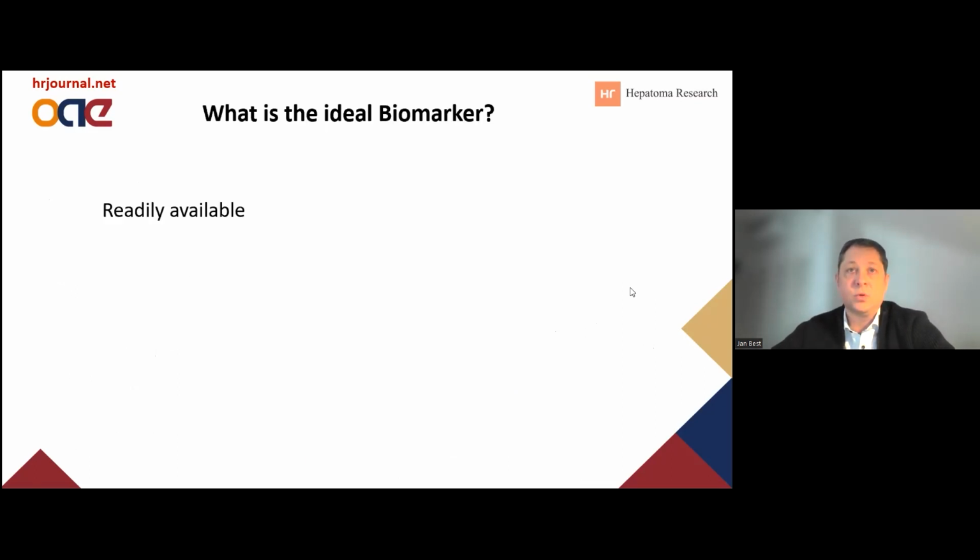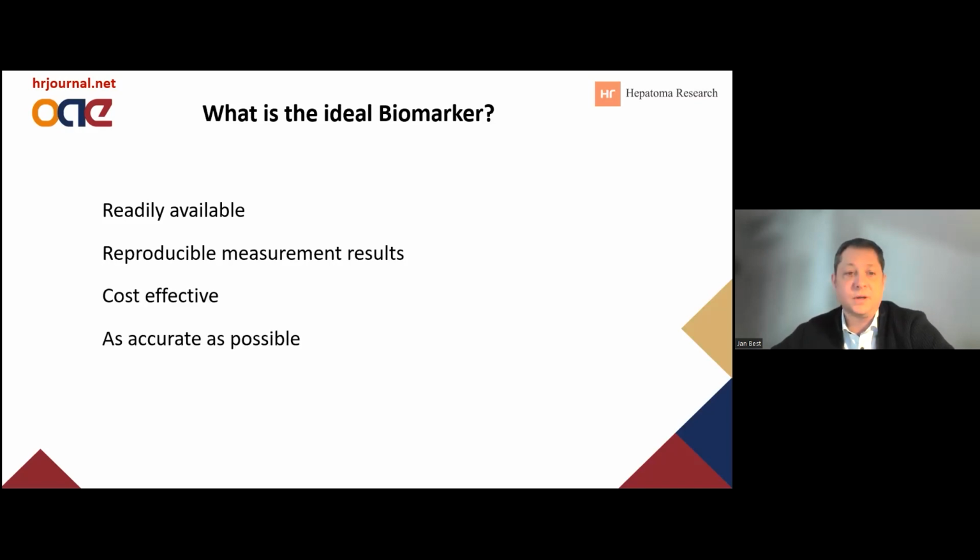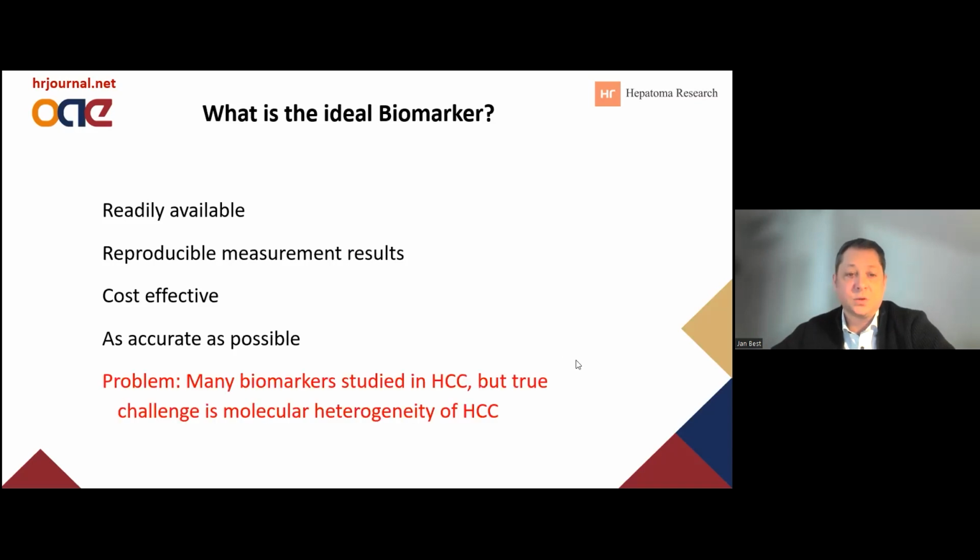So what would be the ideal biomarker to perform efficient, cost-efficient and time-efficient screening? This biomarker should be readily available. It should give reproducible measurement results, be cost-effective and as accurate as possible. The problem is that many biomarkers were studied in HCC, but the true challenge is, as we already learned from a lot of my previous presenters, that the molecular heterogeneity of HCC makes biomarker screening very difficult.